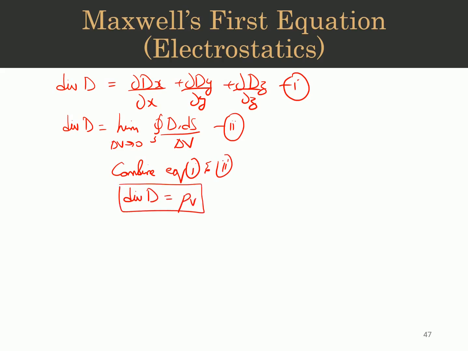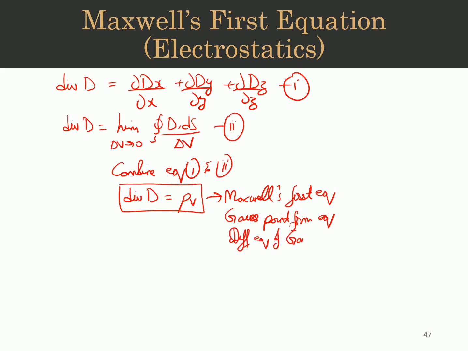So this is Maxwell's first equation, also known as Gauss's point form equation, or Gauss's differential equation of Gauss's law. Why is it called, or associated with, Gauss's?